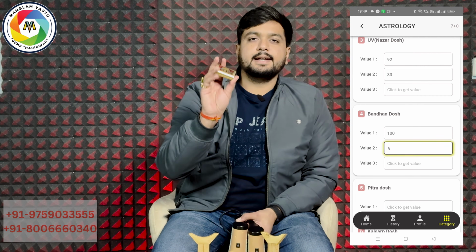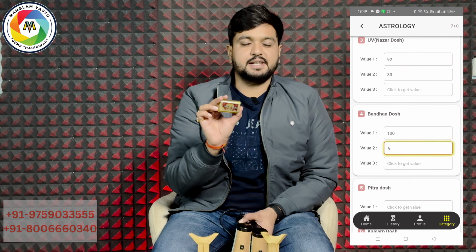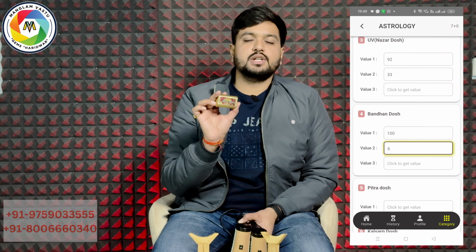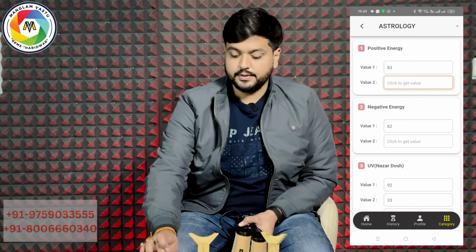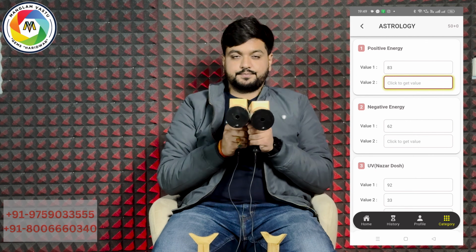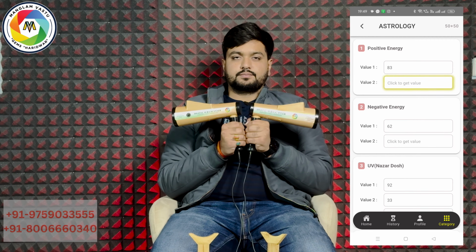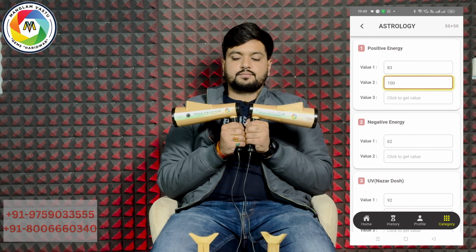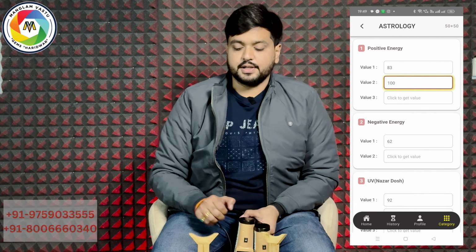So just by adding this aura booster to your aura and keeping it with you day and night helps you to remove nazar dosh and bandhan dosh. Also we will be checking his positive energy again, whether it is increased or not. So now his positive energy is increased 200%.